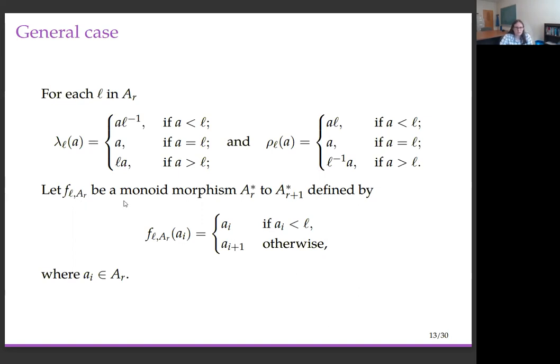And we also need the function f, which will send a word on the alphabet AR to the alphabet AR plus 1. Basically what it will do is choose a letter and cut the alphabet there. So you will send the beginning of the alphabet to itself. And after that, you will just skip a letter and all the other letters will be sent to the next letter in the natural order on R plus 1.